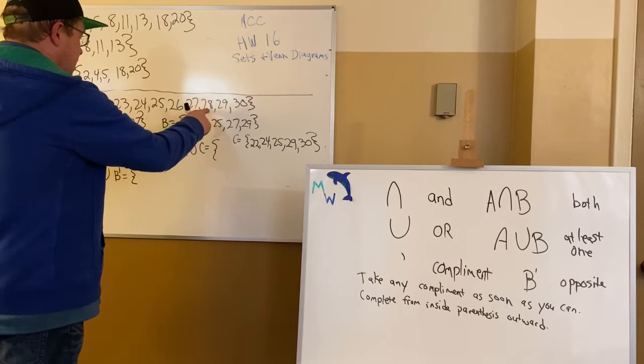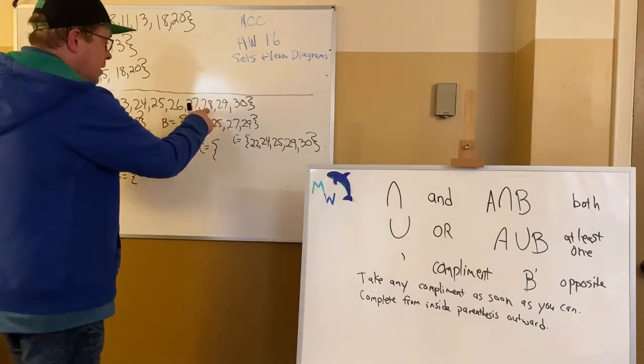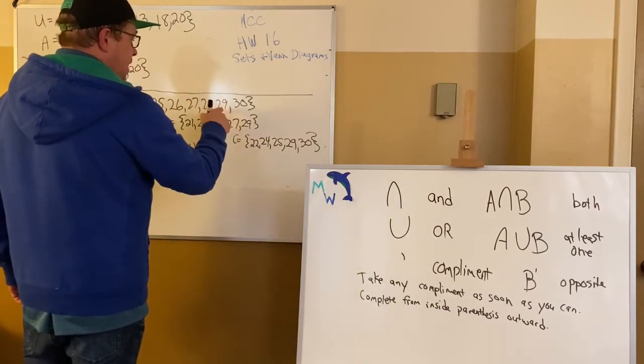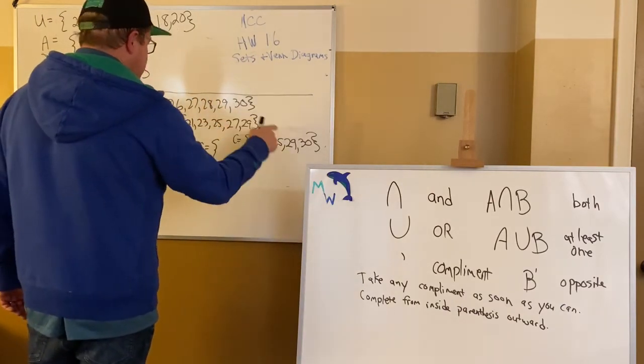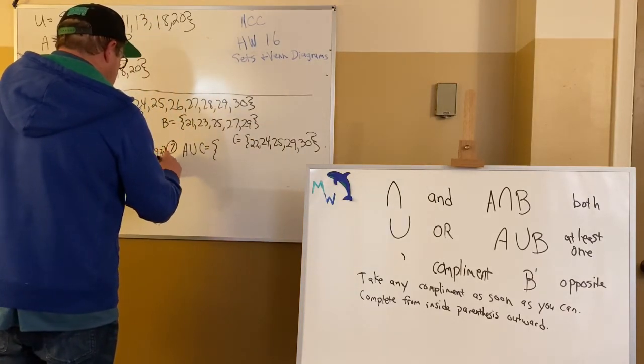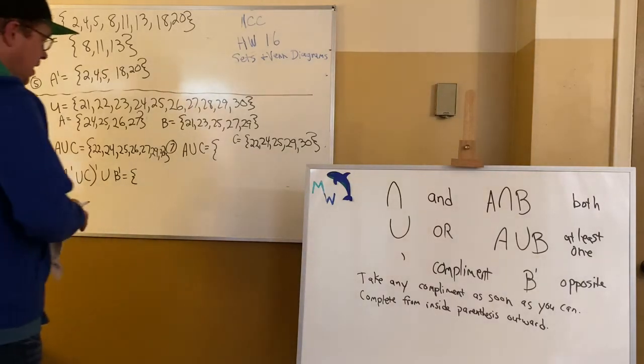Now I'm considering 28, which I know not to look at A anymore. I can, but it won't come up with anything. And I look here, there's no 28. There's a gap there, so I don't take 28. I look at 29. That's there, as is 30. And I'm going to close this out with 29 and 30. And we've got 22, 24, 25, 26, 27, 29, and 30 in A union C, A or C.